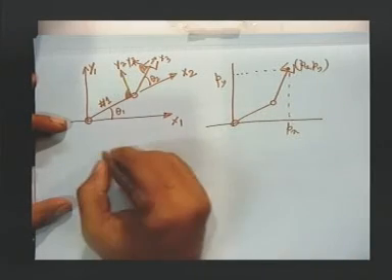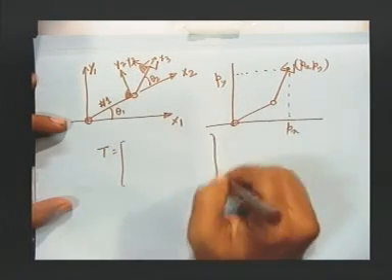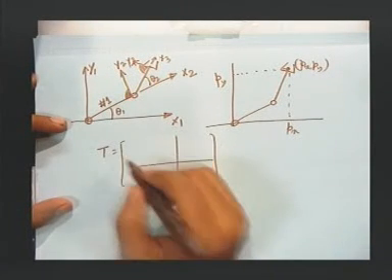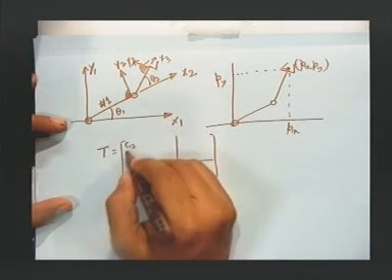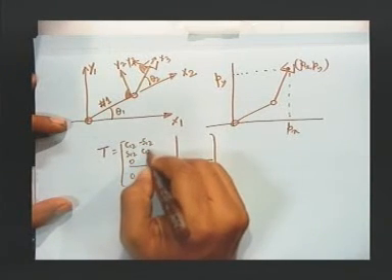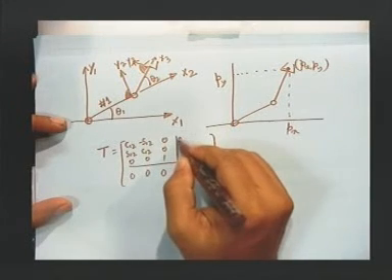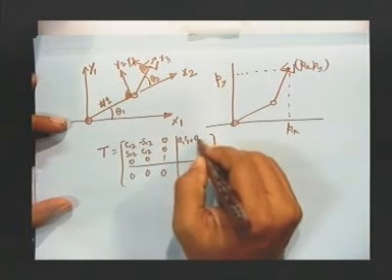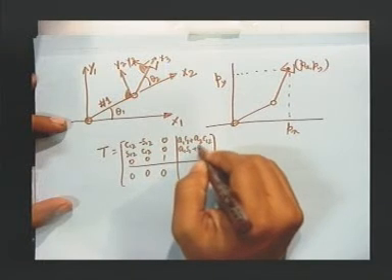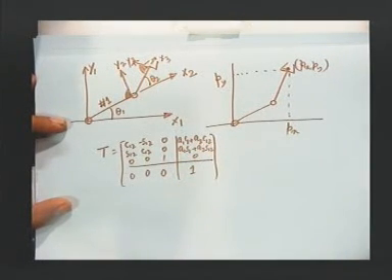Now, for this case, the T matrix has come out to be, here you had cos 12, sin 12, 0, 0, minus sin 12, cos 12, 0, 0, 0, 1, 0, you had a1 cos 1 plus a2 cos 12, a1 sin 1 plus a2 sin 12. I remember this, you can check.